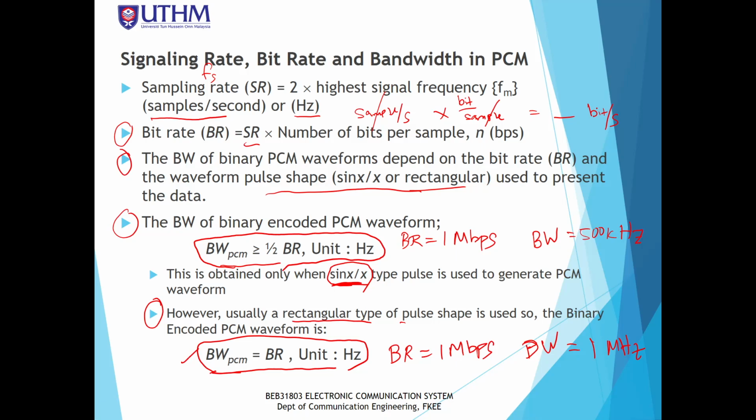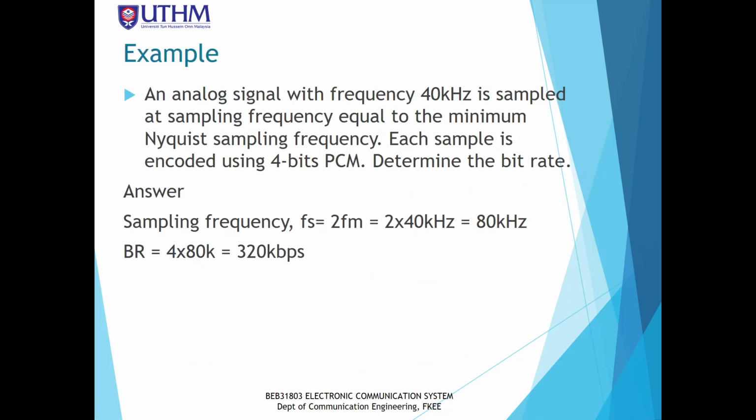Okay, so these parameters have been asked in the previous final exams many times. Banyak kali pernah ditanya. Okay, for example, if you see from here, an analog signal with a frequency of 40 kilohertz is sampled at a sampling frequency equal to the minimum Nyquist sampling frequency. Each sample is encoded using 4-bit PCM. Determine the bit rate.